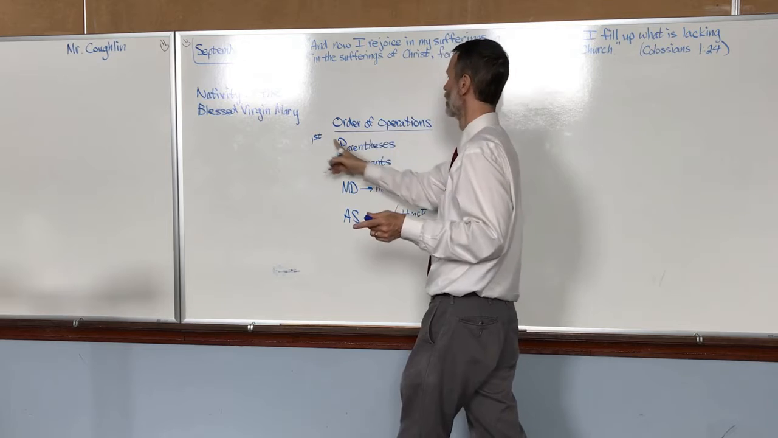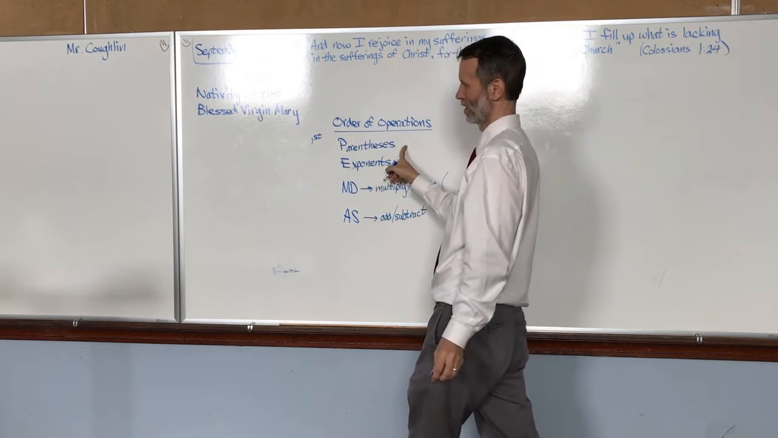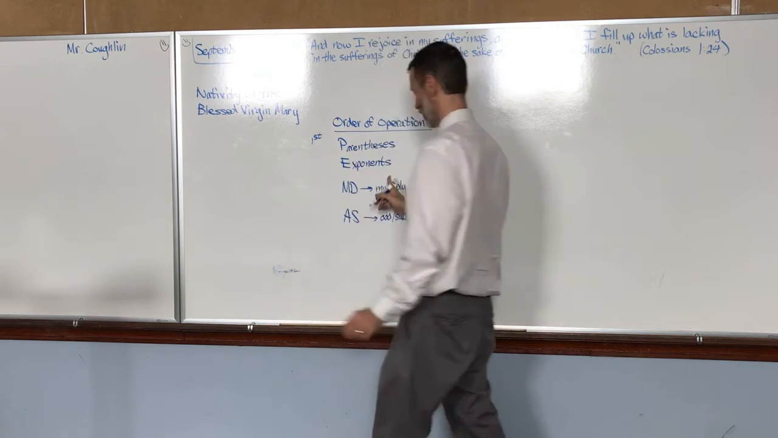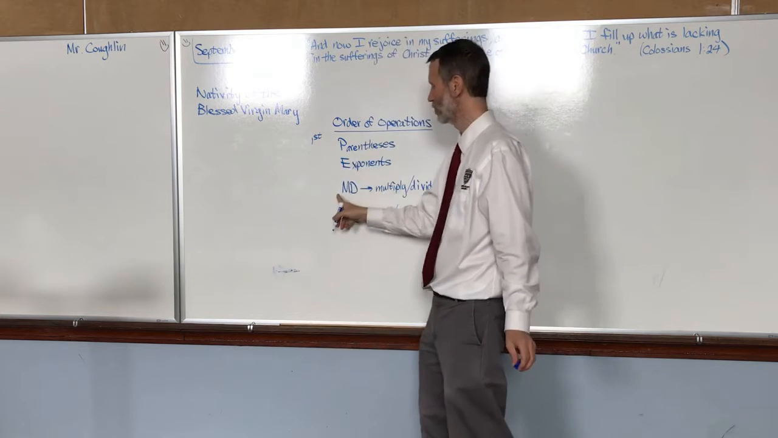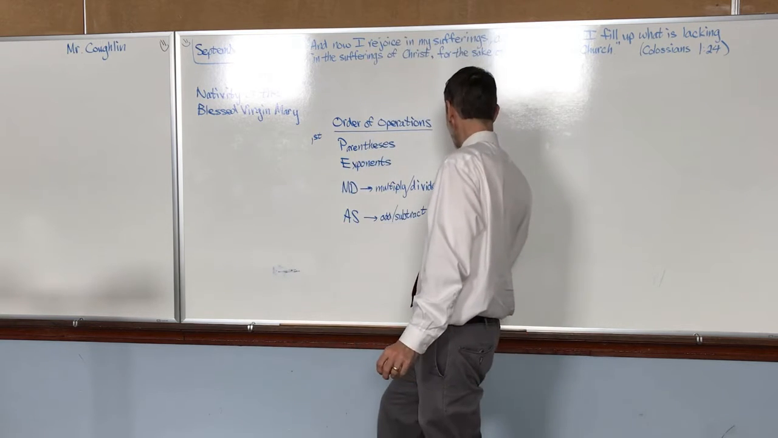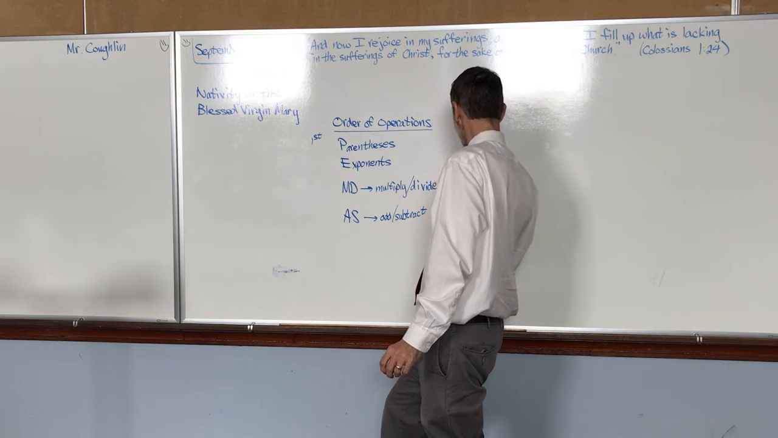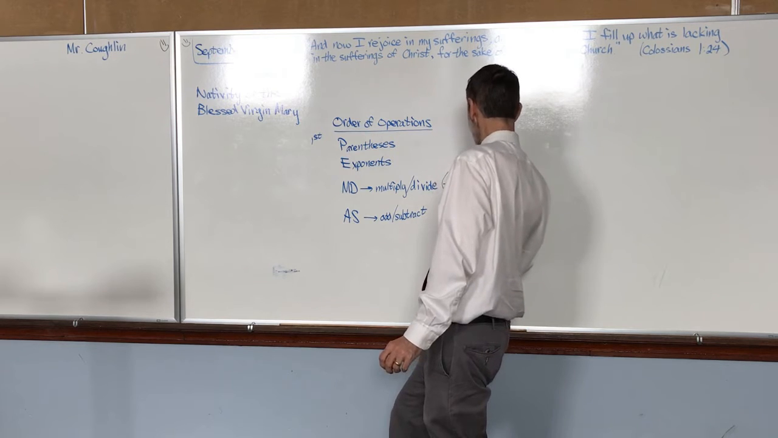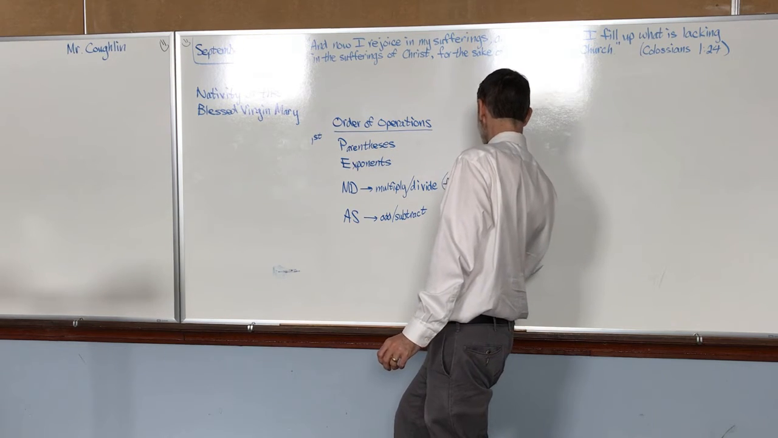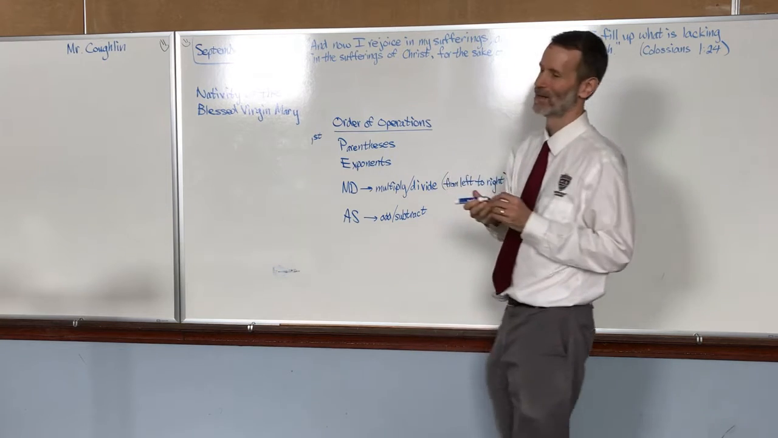Order of operations, the first thing you do is parentheses. Then after that, you do exponents. Then after that, you do multiply and divide from left to right. Kind of how we read.